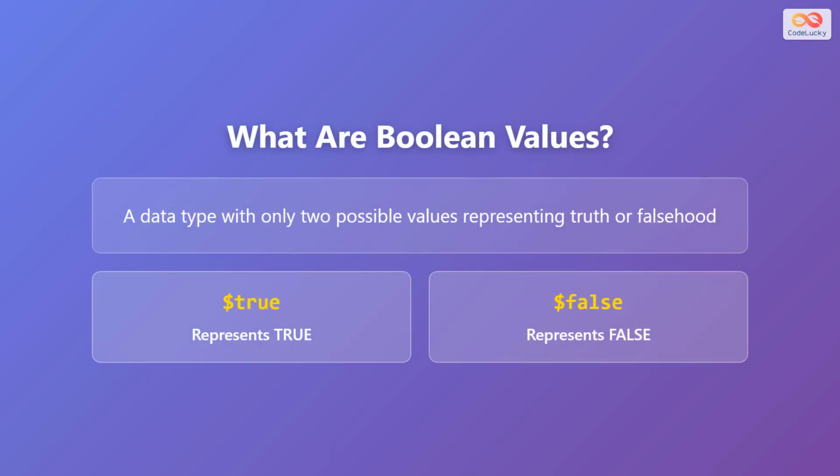A Boolean is a data type that can hold only two possible values. These values represent truth or falsehood in logical operations. In PowerShell, $true represents a true condition, while $false represents a false condition. Think of Booleans as simple yes or no answers, on or off switches, or true or false statements. They're the foundation of decision-making in programming.